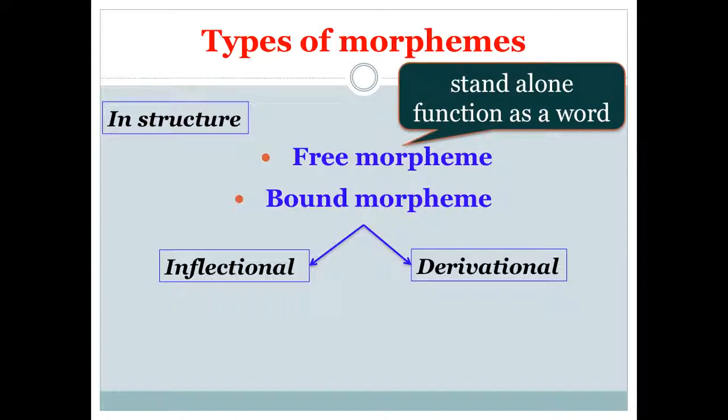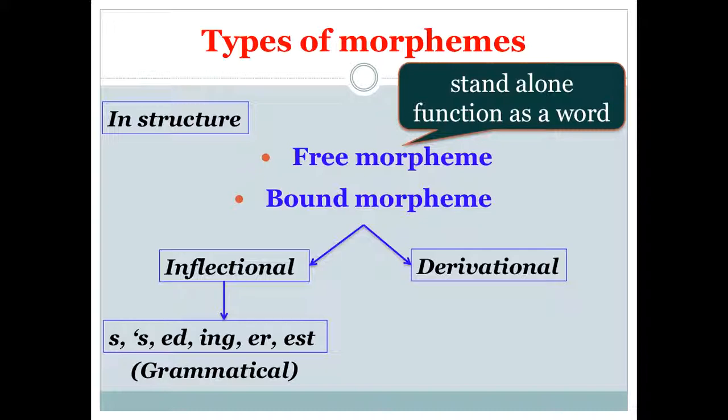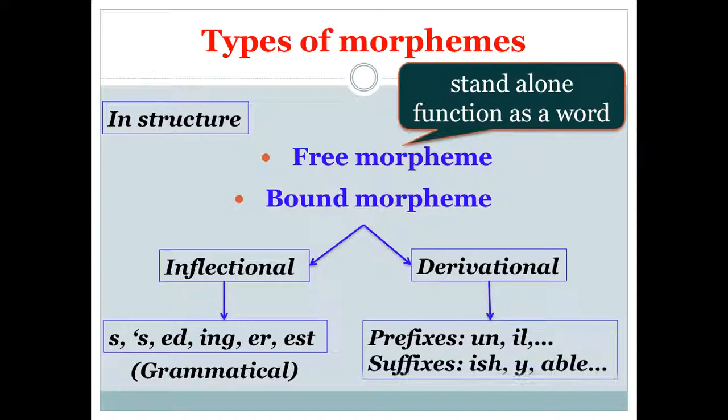Bound morphemes are classified into inflectional and derivational morphemes. Inflectional morpheme makes a change in quantity, person, gender, tense, or class of the base word. They are also called grammatical morphemes, and they are presented on the screen. Derivational morphemes include prefixes and suffixes. We will return to this method in the next part of the lesson.